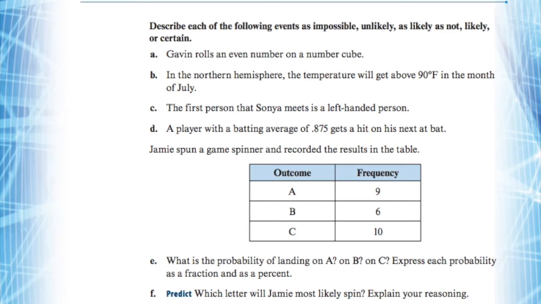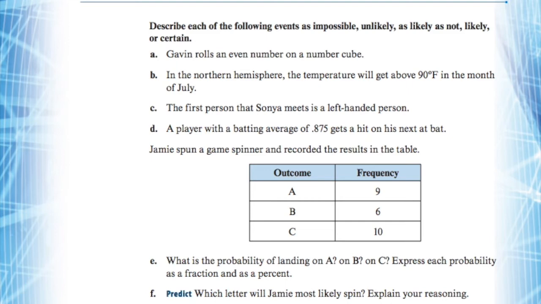Top of the page it says to describe each of the following events as impossible, unlikely, as likely as not, likely, or certain. Now you can refer back to page 53 for the chart at the top of the page that shows you what those words mean in terms of their percentage. Let's take a look at A, B, C, and D. A, Gavin rolls an even number on a number cube. You would think of the number of numbers on a number cube and then how many of those are even to create your denominator as the total number, and then the numerator would be the number that are even.